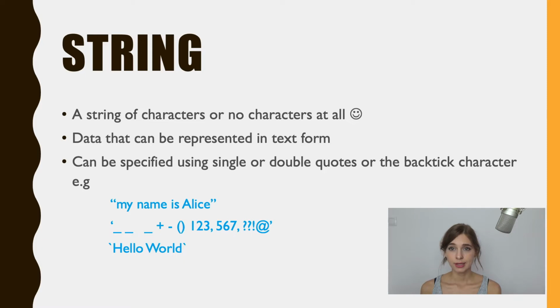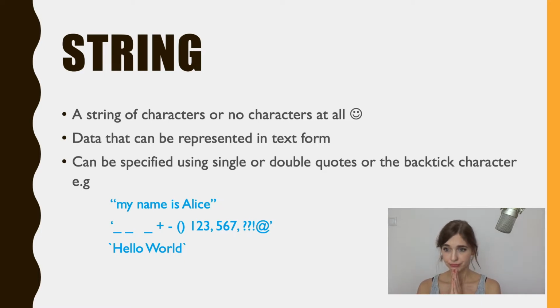For a mini revision, what is a string? A string is a string of characters or no characters at all. It could be just empty quotation marks. So as long as we have quotation marks, and again, they can be either single or double or also backtick. Backtick is used for slightly different things, so that you can add a name of a variable. Again, everything in its own time.